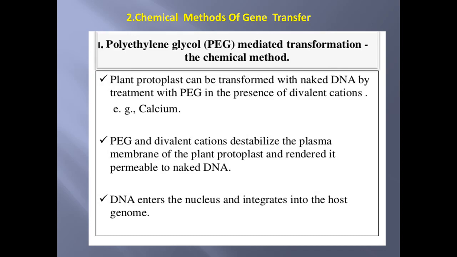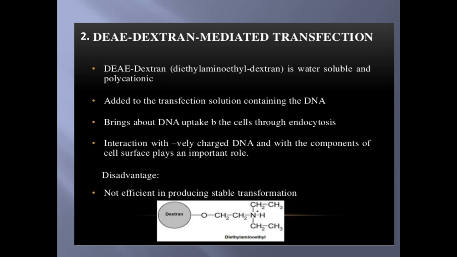Whenever we add the polyethylene glycol and the calcium along with the gene or the DNA, the polyethylene glycol forms a complex with the DNA, and the calcium ions which we have added in the test tube form pores across the membrane. Through the pores, the gene or the DNA which we have added can be easily transferred into the protoplast, and thus the cell is said to be transformed. So this is the first method of chemical gene transfer using PEG.